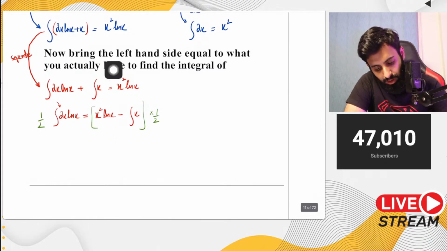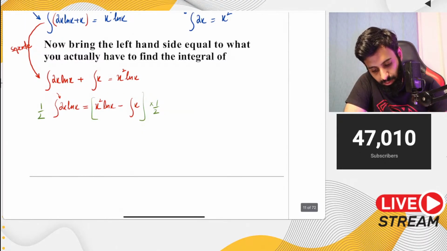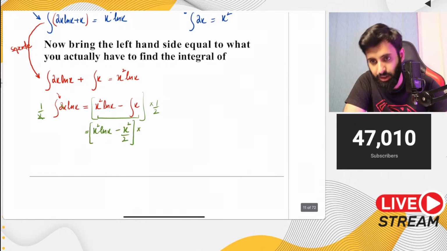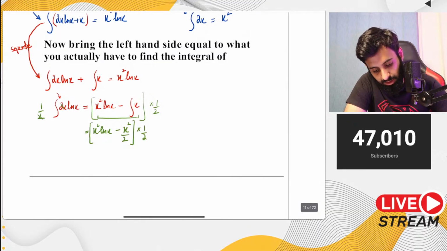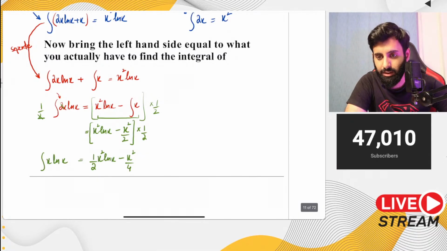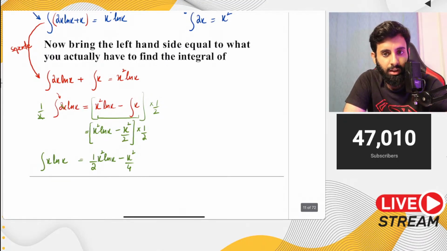Okay, now if you simplify this, you have x square ln x as it is, and what will be the integral of x? It's going to be x square upon 2, and then don't forget that you also have to multiply it by half. So what happens now is this: you have half x square ln x minus x square upon 4 as your final answer. Why? Because this is equal to the integral of x ln x. Okay, now take a good look at what I've done. Let me know if you have any questions.